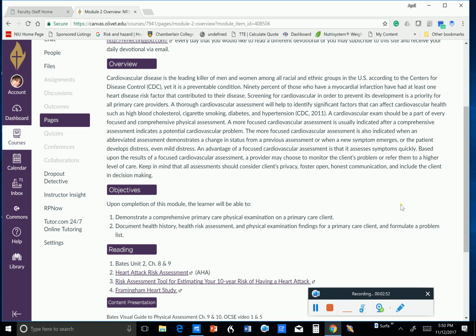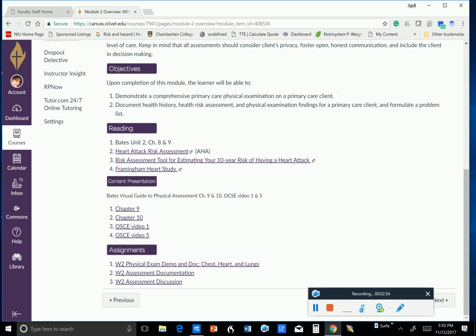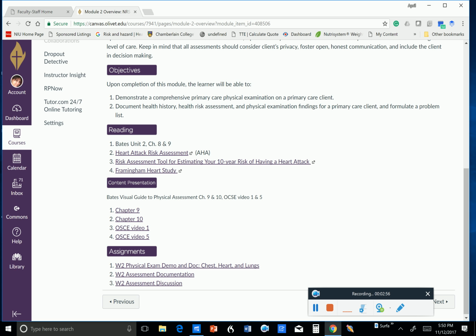So, our objectives for this week are your being able to demonstrate a comprehensive primary care physical examination on a primary care client, document health history, health risk assessment, and physical examination findings for a primary care client, and formulate a problem list. Your first reading is your Bates book, and Bates is an excellent resource for you.